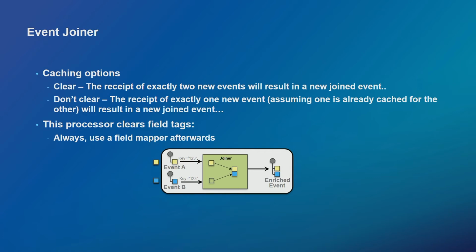So you can see we get event A and event B. They get matched and sent through, and the cache is now cleared, which is represented by the two empty squares in the green box there.